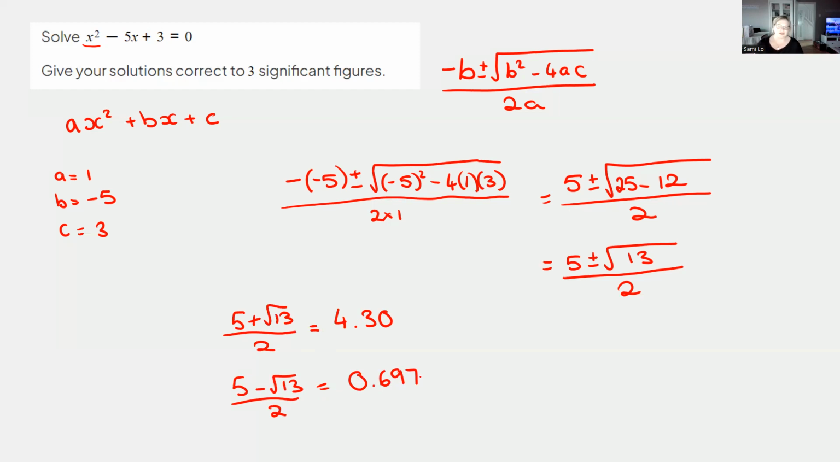Hopefully that helps and you can see the differences. Obviously, we want to be factorizing when we can. If you can't factorize, go to the quadratic formula. But usually it'll be asking for significant figures. That's your hint that you need the quadratic formula. Hopefully that helps.